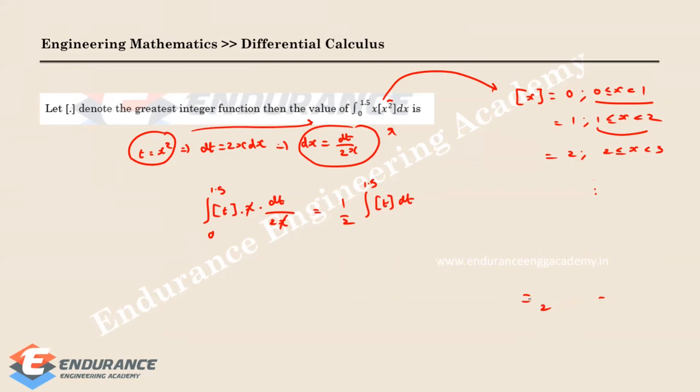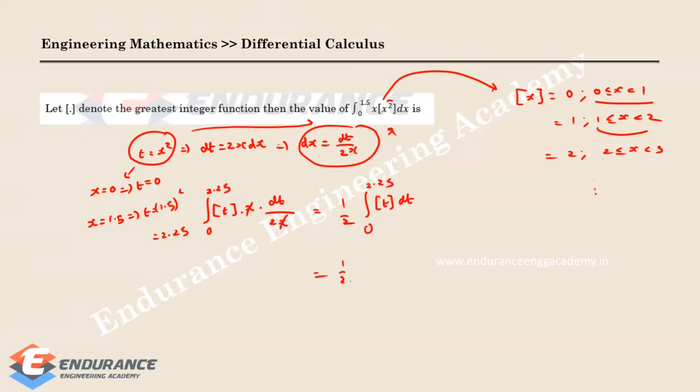What about the limit value? For x, the limit varies from 0 to 1.5. But if you consider t, when x is equal to 0, t is 0, no problem. And when x is equal to 1.5, t will be 1.5 square, which is 2.25. So my limit is varying from 0 to 2.25. That is the mistake I did. So this is going to be 0 to 2.25.